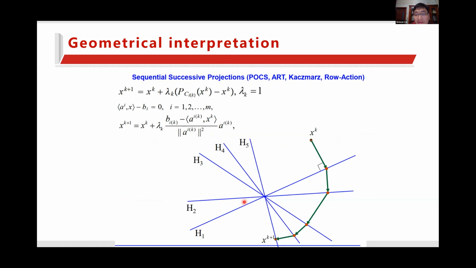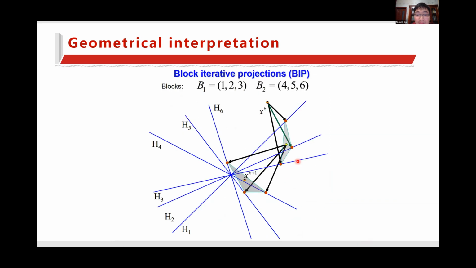Also, when you have many equations, you can iteratively project your solutions. Once you finish one cycle, it's called an iteration. And you stop until some criterion is met. This is how the ART algorithm works. Also, you can group the equations and iterate between those sets. This will speed up the convergence.